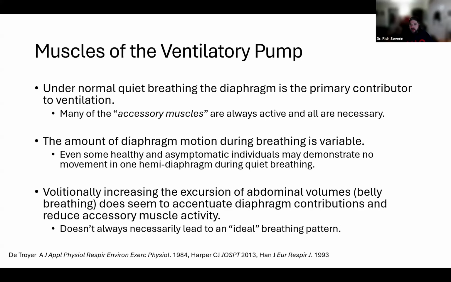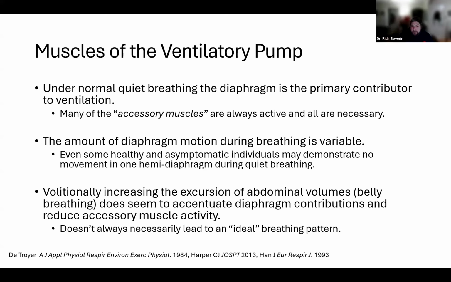I think of it as almost analogous to what we do with running. The muscles that we may use during walking gait are a little bit different than the muscles we use during running gait. It's kind of the same idea. So now, again, I have this up here, looking at those muscles of the ventilatory pump under quiet, normal breathing. I've got a nice graph to illustrate what I'm alluding to here.